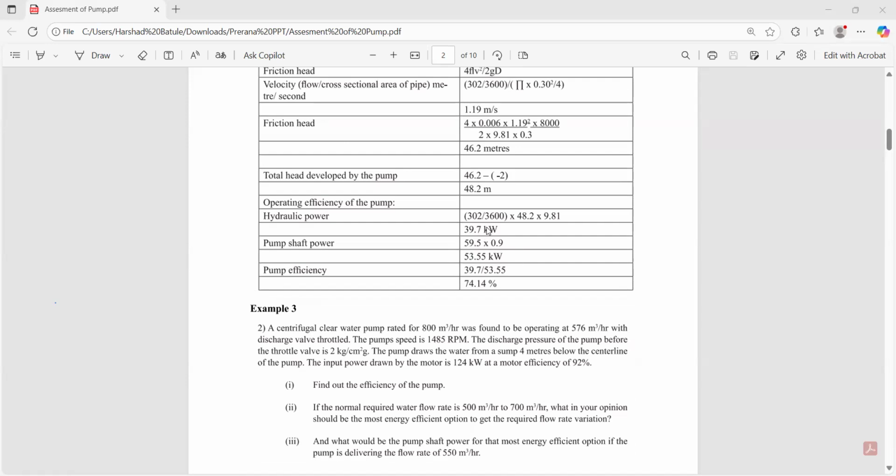If you want to calculate the efficiency of the pump, the efficiency of the pump would be hydraulic power divided by shaft power, means 39.7 kilowatt divided by 53.55 kilowatt. It would be roughly around 74.14%.